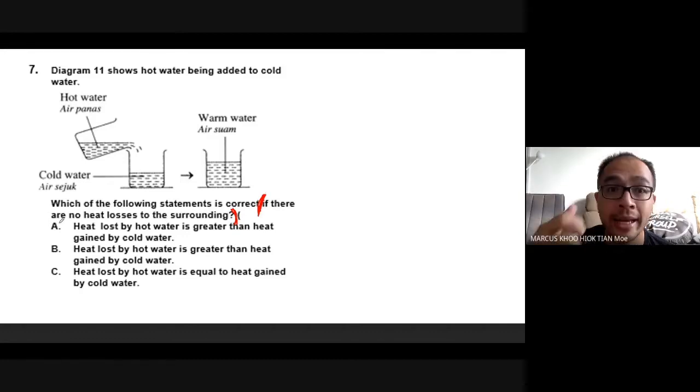Assumption. This is a very important assumption. There is no heat loss to the surrounding. Whenever we do calculation, whenever we talk about thermal equilibrium, we assume that the heat exchange is only between the two objects. In reality, there is heat loss to the surrounding because the object is touching the air. So if you printed this out, please highlight this and write down the word here, assumption. It's a very important assumption.